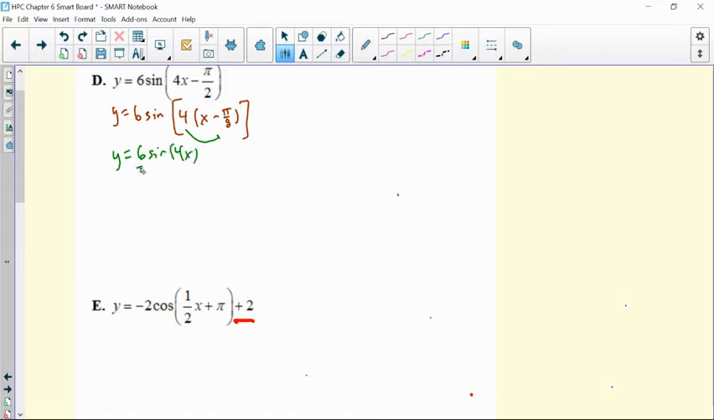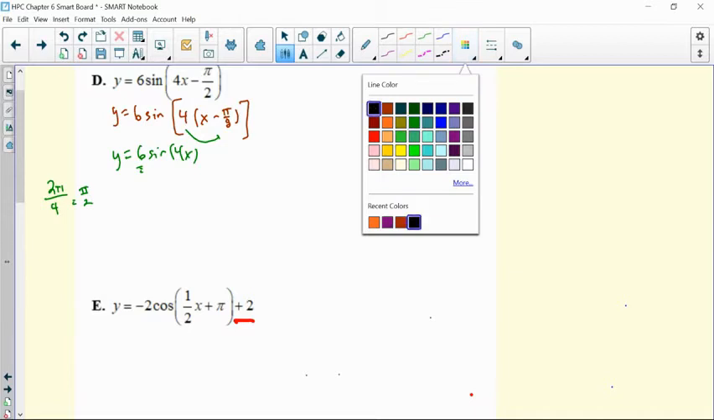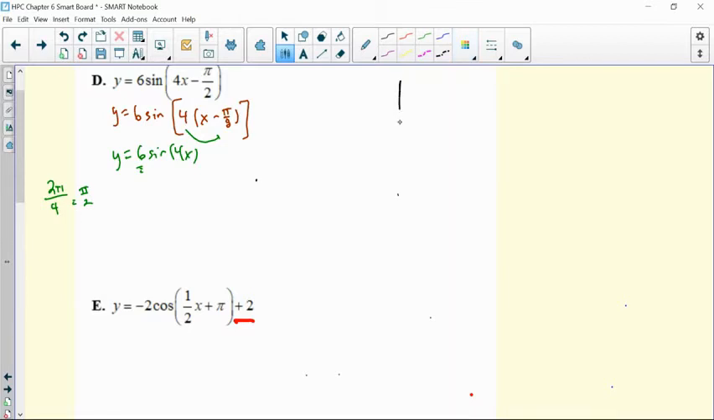Again, we said that's an amplitude of 6. The new period, so 2 pi divided by 4, right? Because sine and cosine, secant and cosecant, it's 2 pi divided by 4. So our new period is pi over 2. So I'm going to draw a sine wave that has an amplitude of 6 and a fundamental period of pi over 2. And again, labeling last, I think is smart.